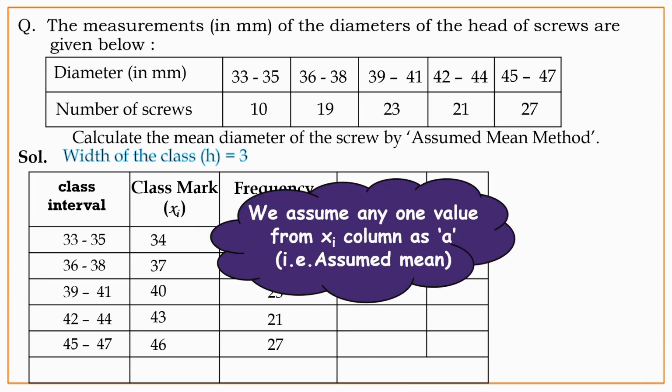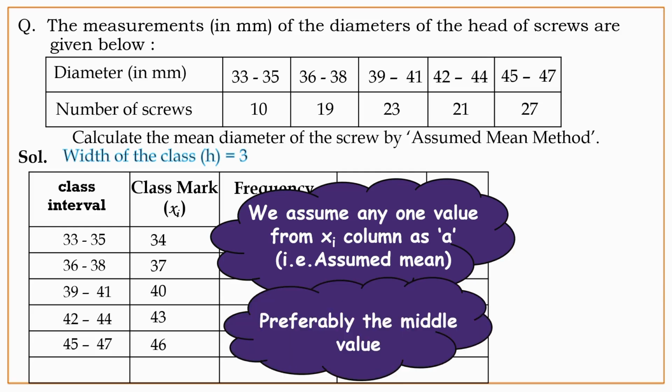So now what is a? We will assume any one value from the xi column as a. That we will consider as the assumed mean. So we can take any value from the xi column, and we consider it the assumed mean, that is a. Preferably we will always take the middle value of the column. So in this case, we will take 40, because 40 is the middle of this column. So let us consider this a as 40 over here.